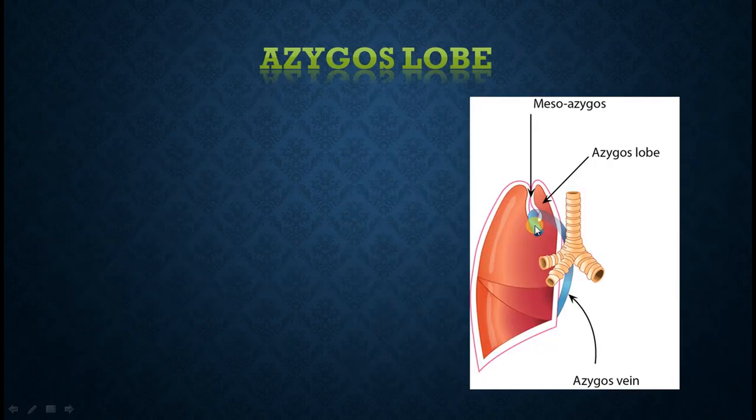Okay. So we have seen the two lobes, the upper lobe and the lower lobe in the case of the left lung, and the upper lobe, middle lobe and lower lobe in the case of the right lung, three lobes. Now we also have something called the Azygos lobe. There are three types of Azygos lobe. One is the upper and lower Azygos lobe, and the other one is the lobe of Azygos vein.